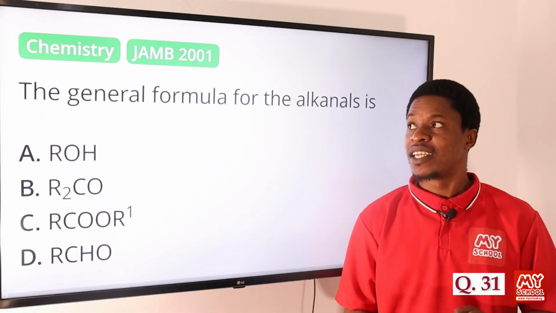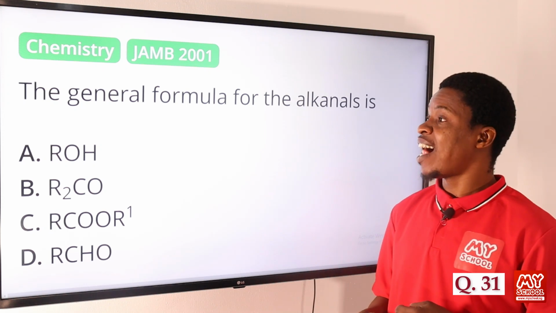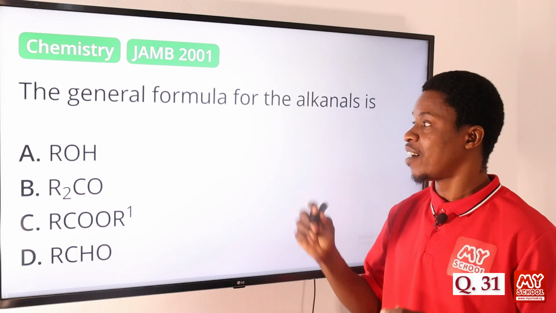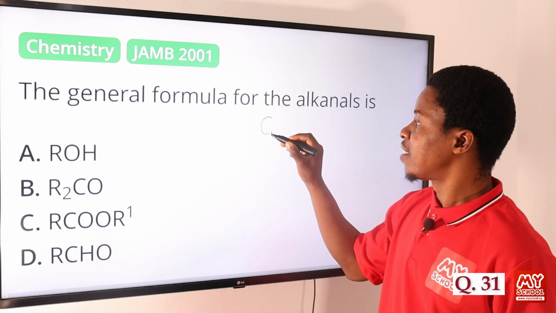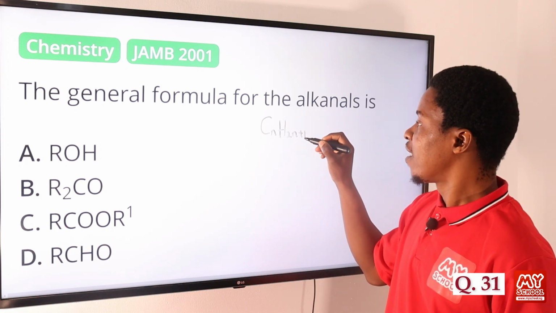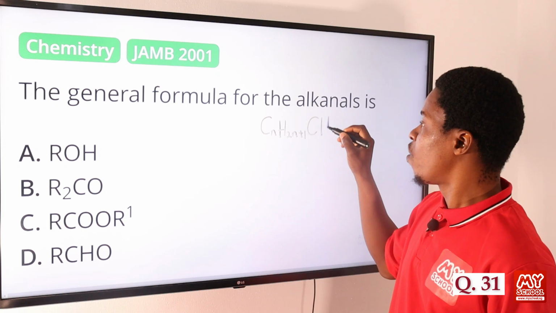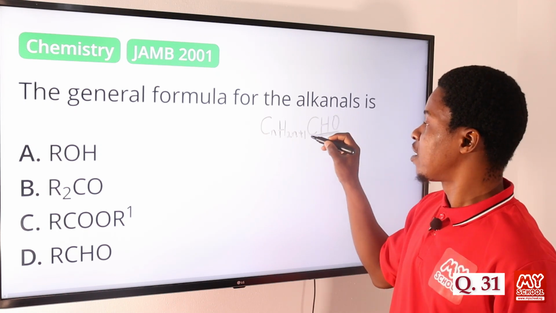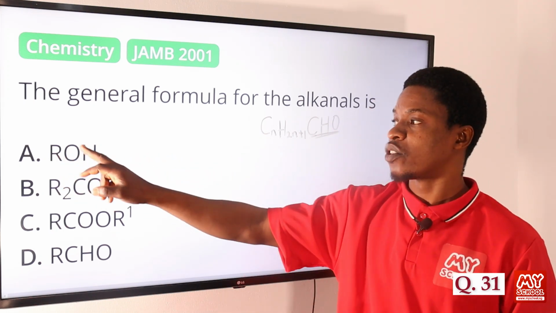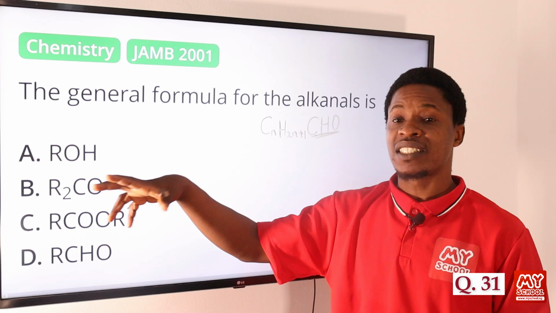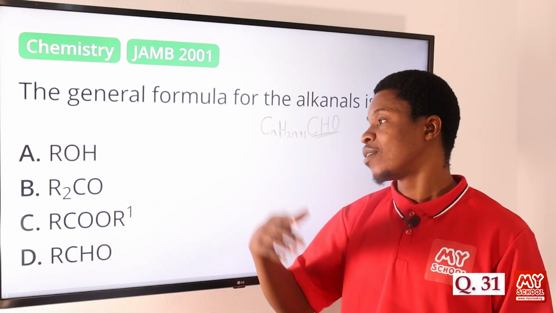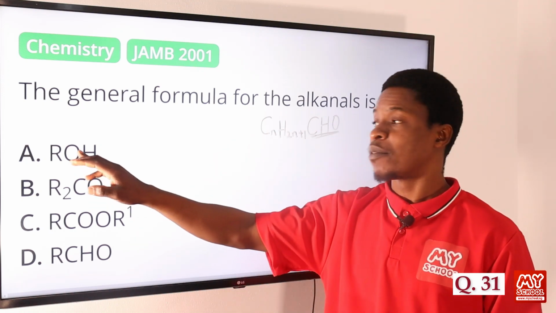Question number 31. The general formula for the alkanals is what? Alkanals generally have this formula, CnH2n+1, and then we have CHO. This is the functional group that qualifies it to be alkanal. Option A says ROH. Of course, OH here is the functional group associated with alkanols. Your alcohol, ethanol, methanol, they all fall underneath it because of the OH.